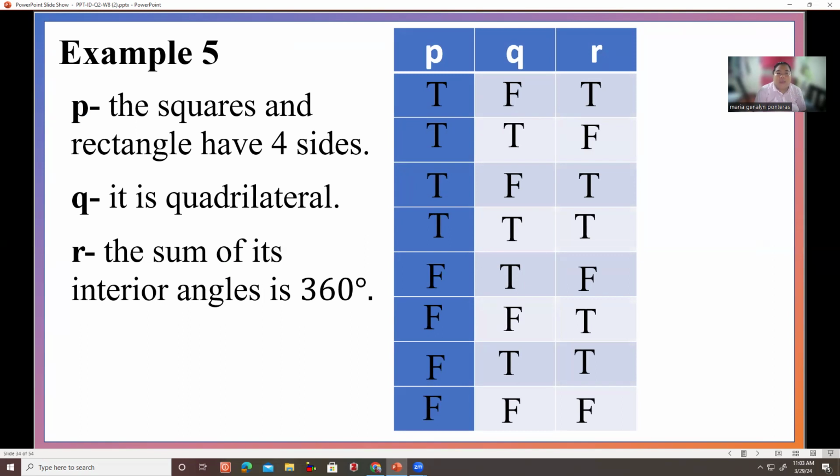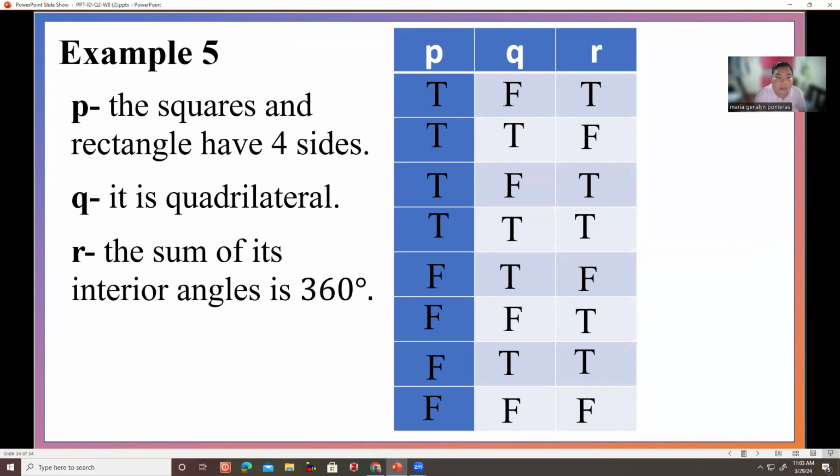Okay, so we have three statements. So how many possible truth values do we have? 1, 2, 3, 4, 5, 6, 7, 8. Okay, so we have 8 possible answers. So the formula for this is 2 raised to n. Why is the base 2? Because there are only 2 possible answers, which are true and false.